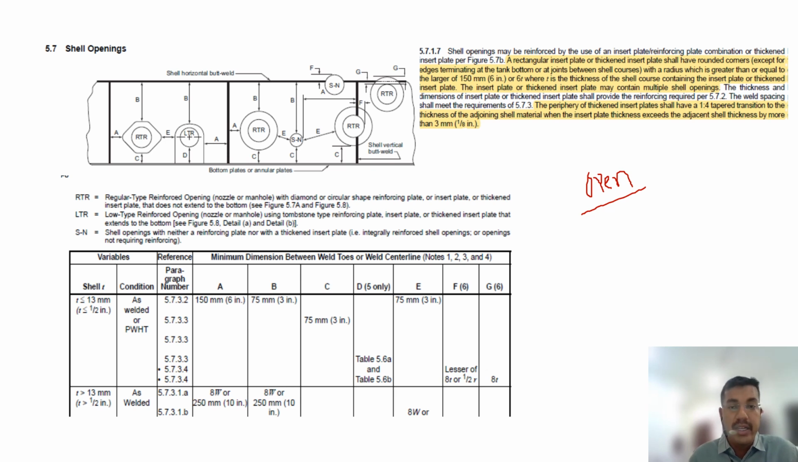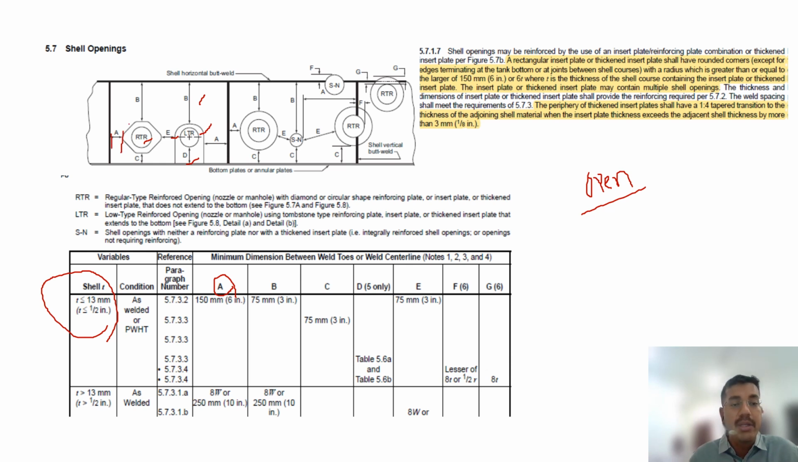Let me explain in a short way. Here you see A, B, C, RTR, E, D, LTR, B. These are the openings. These are the manholes, the nozzles attached to the shell plate. So here it is saying shell plate thickness how much. Then they will ask in the open book what is the value of A. A is the reinforcing plate to vertical joint distance.